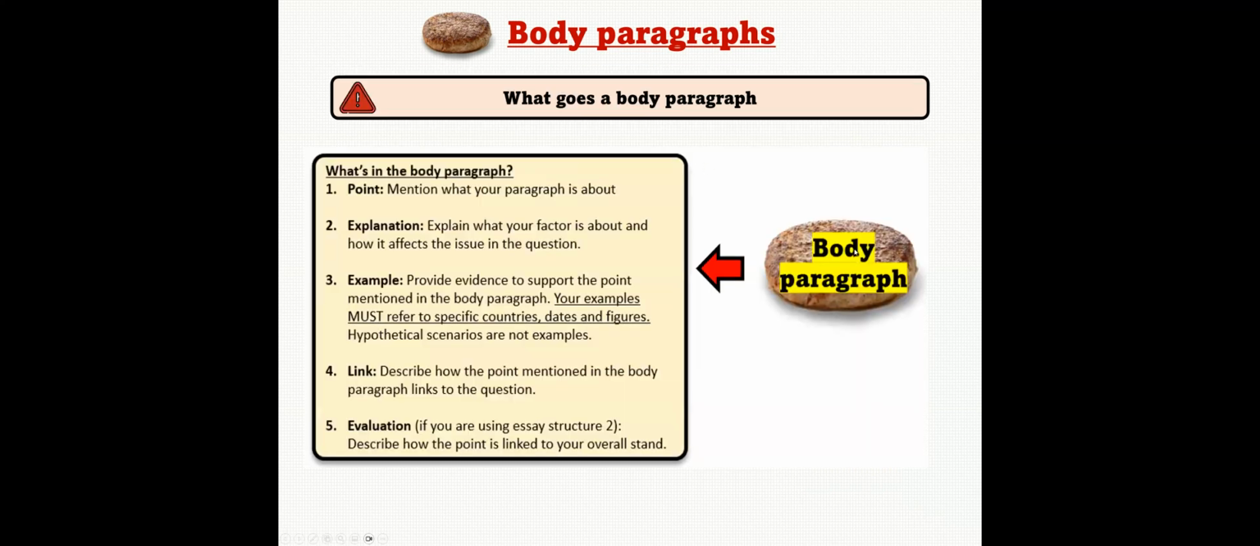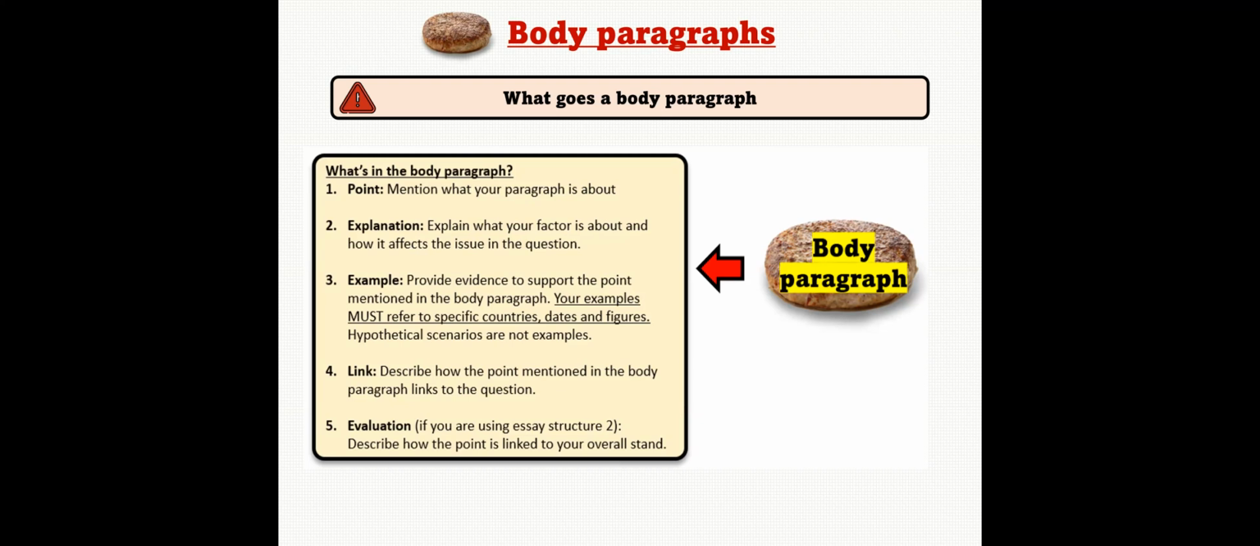So what goes into your body paragraph? In your handout, you're already given this, but you can refer to what I have on my slide here. Point is to mention what your paragraph is about. Explanation is what your factor is about and how it affects the issue in the question. Example, I want all of you to take note of this. You must refer to specific countries, dates, and figures. So you must say, let's say Singapore, what is the figure? 27 degrees Celsius. You must be very specific about your examples.